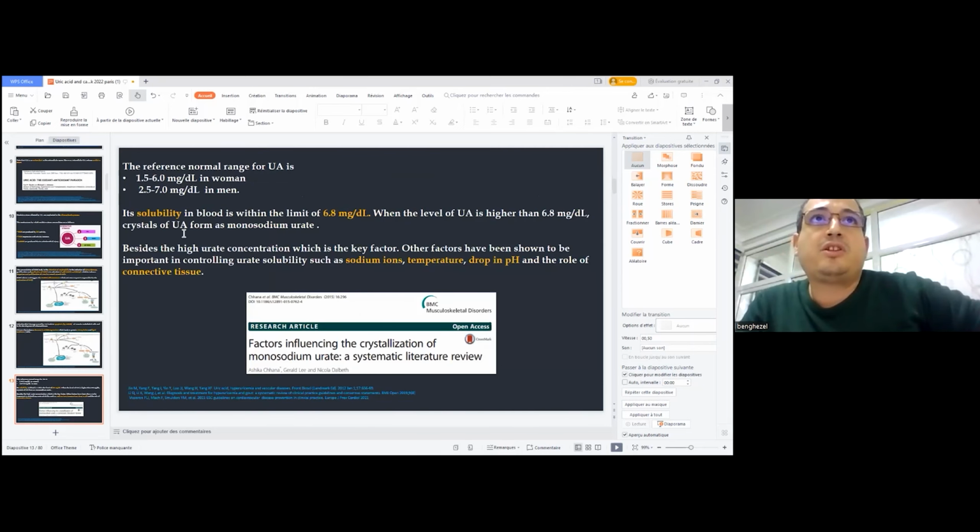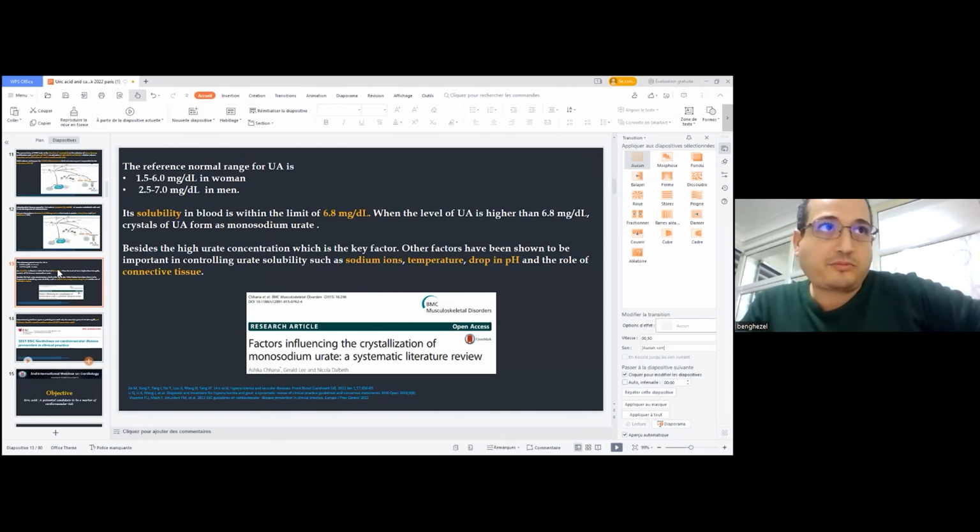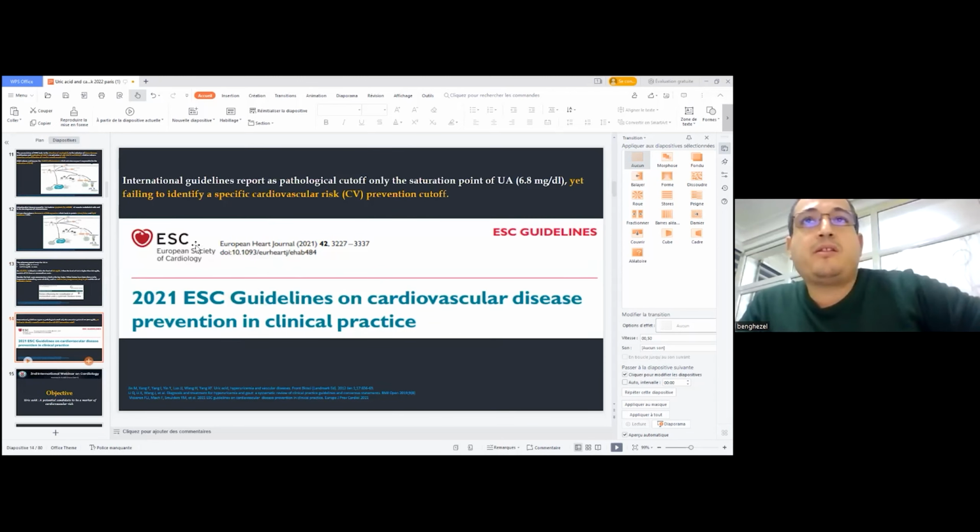The reference normal range for uric acid is 1.5 to 6.0 milligrams per deciliter in women, and 2.5 to 7.0 milligrams per deciliter in men. When the level of uric acid is higher than 6.8, crystals of uric acid form as monosodium urate. Other factors have been shown to be important in controlling urate solubility, such as sodium ions, temperature, pH, and the role of connective tissue. International guidelines support, as a pathological cutoff, only the saturation point of uric acid, and do not identify a specific cardiovascular risk prevention cutoff.